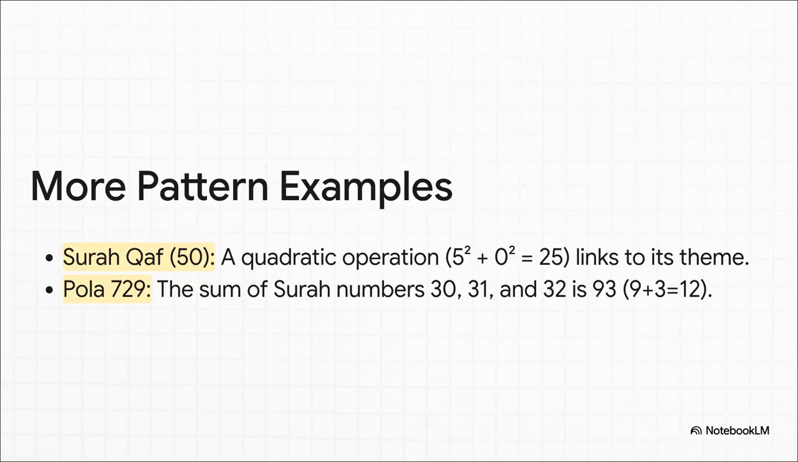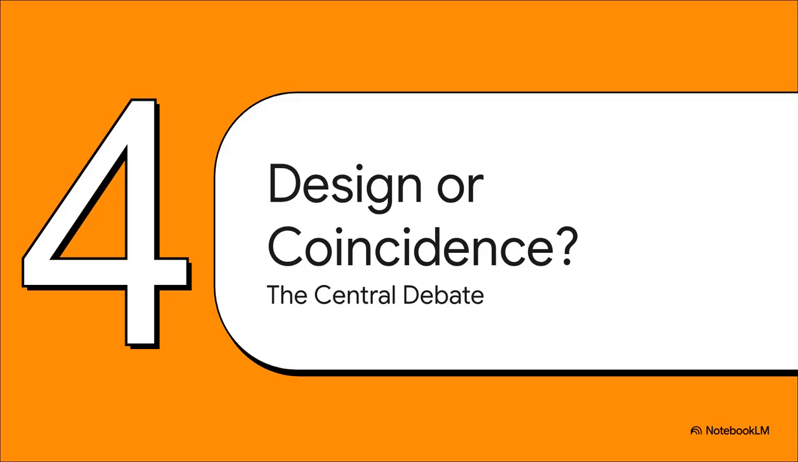And look, these are just a couple of examples. There are others, like in Surah Qaf, which is chapter 50. If you take the digits 5 and 0 and do a little math, 5 squared plus 0 squared, you get 25. Researchers have linked that number to resurrection, which is a central theme of that very chapter. Then there are other patterns that use different combinations of chapters, but you guessed it, the numbers eventually reduce back down to 12.